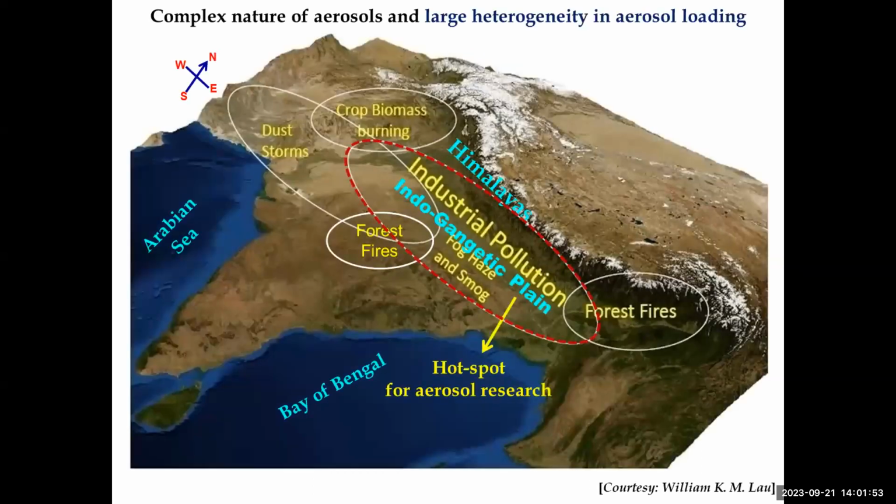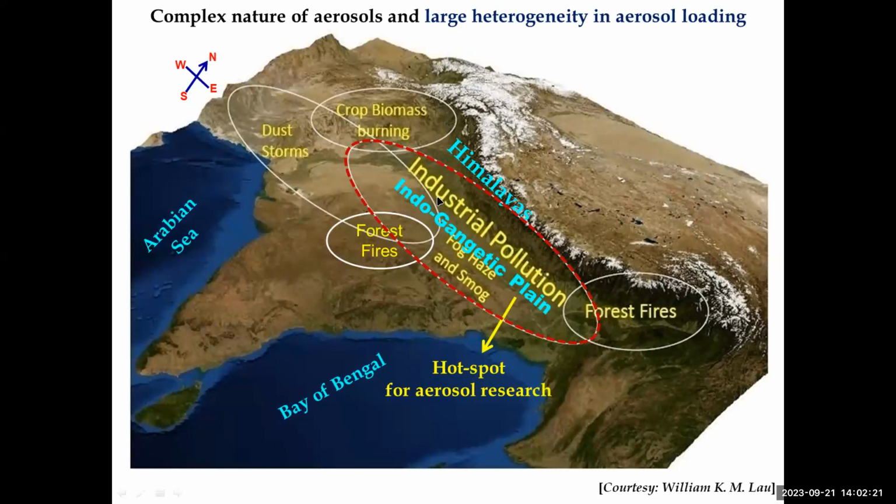Before going to the result, this is the orographic nature of the Indo-Gangetic Basin region. Our IGP region is situated in the northern part of India. It has a complex nature of aerosols and high loading because it is surrounded by different emission sources like crop biomass burning, dust storm activities, and forest fire. Apart from this, local haze and smog.